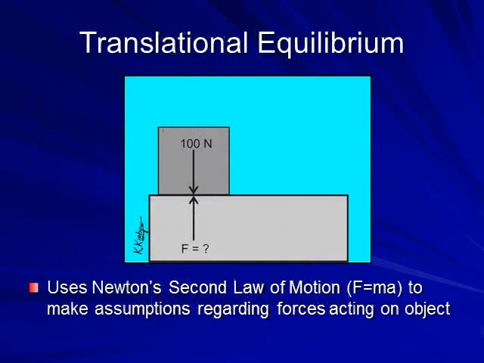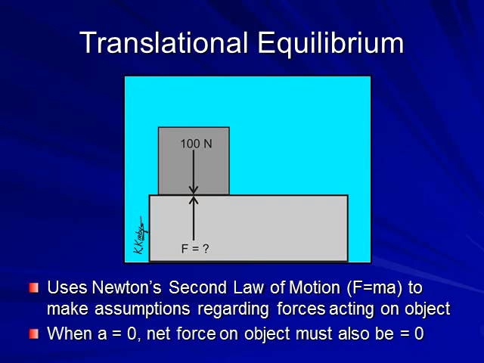In translational equilibrium, we can use Newton's second law of motion, or F equals ma, or force equals mass times acceleration, to make fairly accurate assumptions regarding the forces acting on objects or between objects, so that when the acceleration of an object is equal to 0, the net force on the object must also be equal to 0.